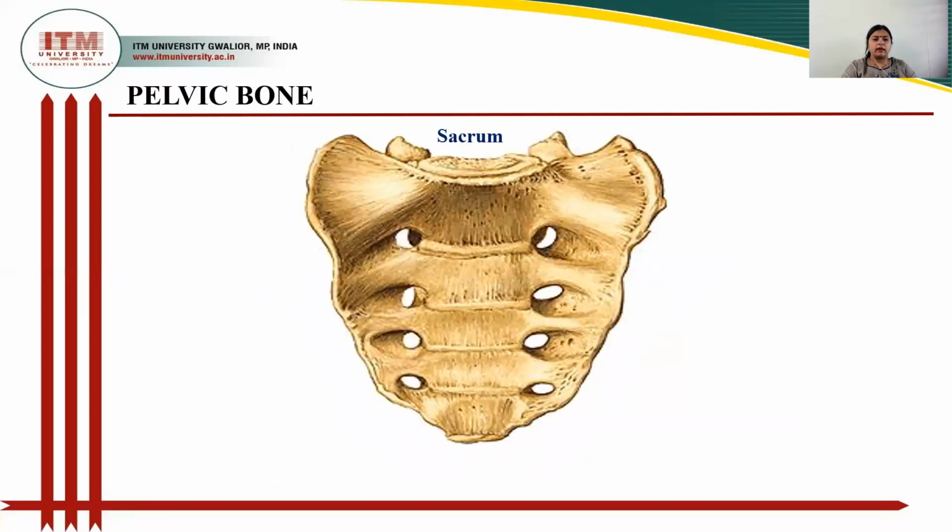So this is how the sacrum looks. It is a fusion of five bones. When the bones fuse, they become only one bone, and it is triangular in shape.